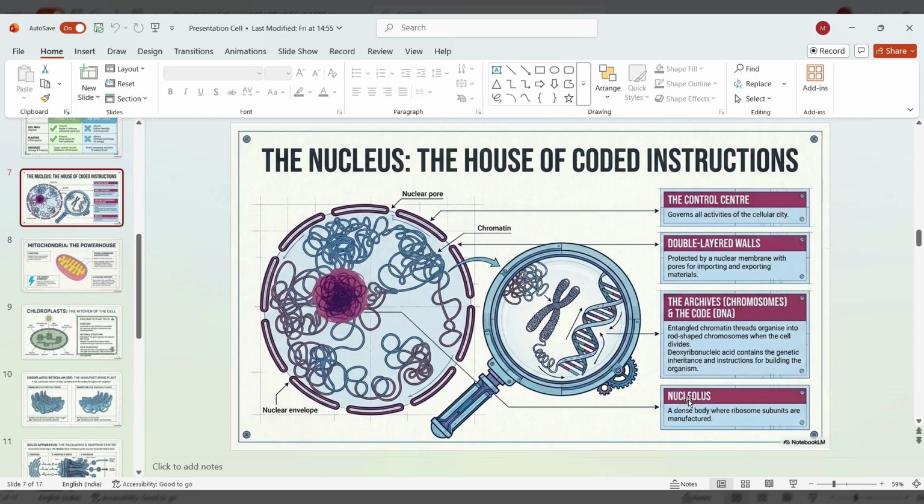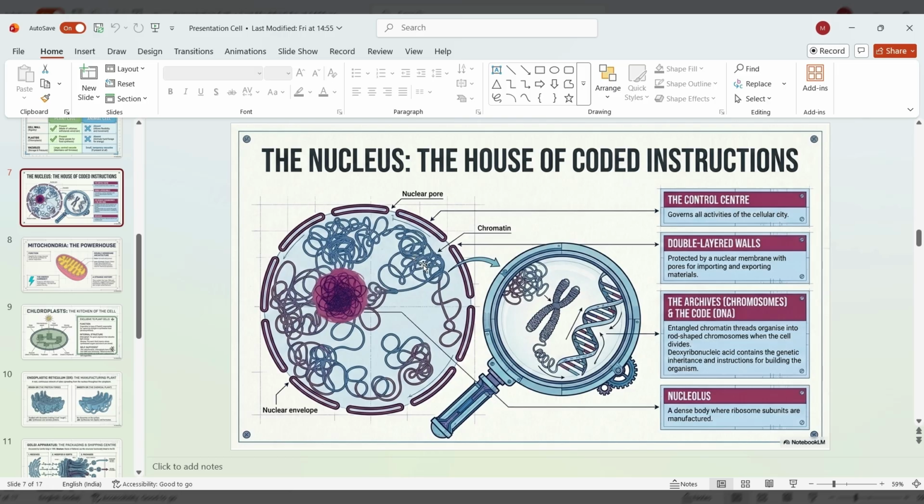You can see here, we have mentioned a dense body where ribosome subunits are manufactured. Basically, inside the nucleus, there is a non-membranous structure present. Non-membranous means without having any covering. That is called the nucleolus, which contains the ribonucleic acid, that is the RNA. And what is the rest of the structure which is present? There is a spirally arranged supercoiled structure present, basically this is the DNA, but we write it as chromatin because the DNA is a double helical structure. It has a proper double helical structure.